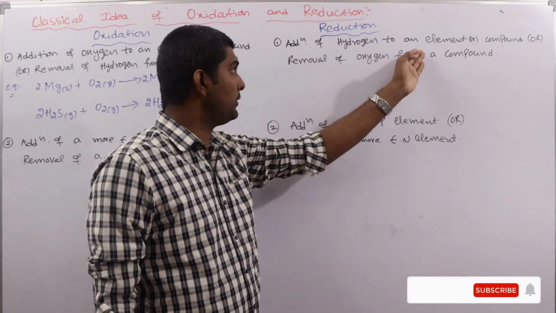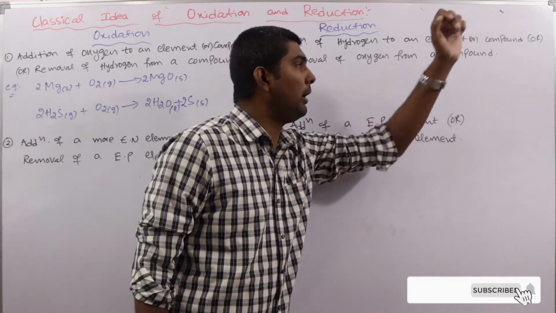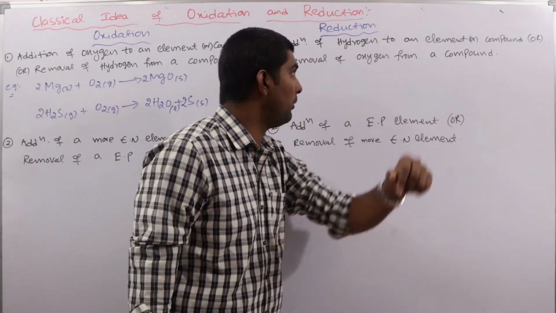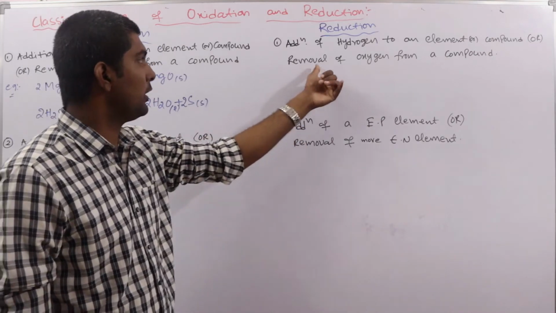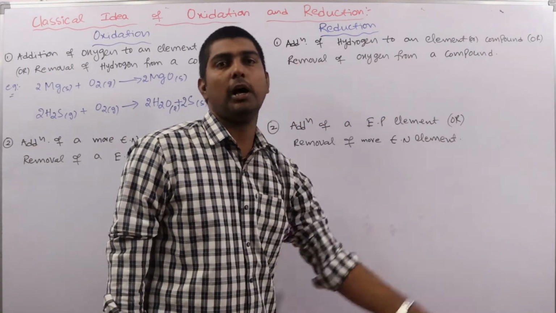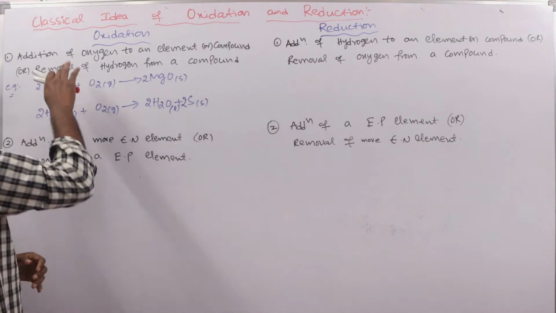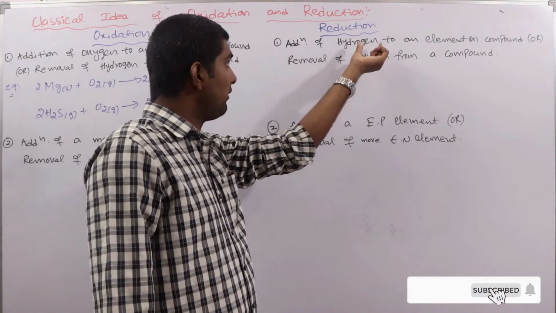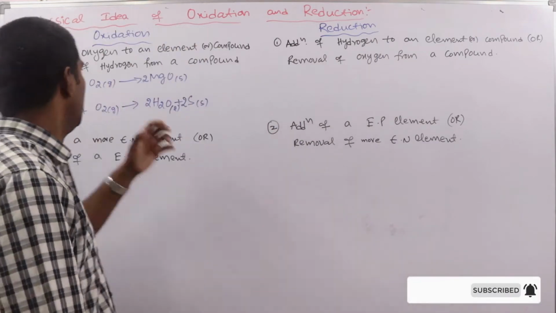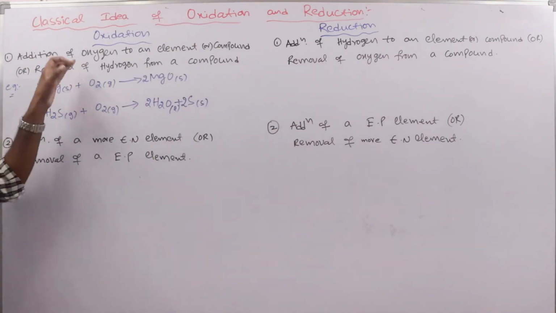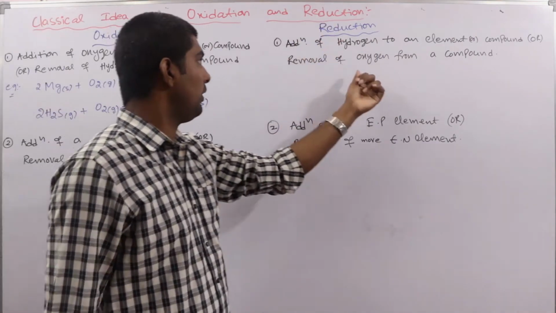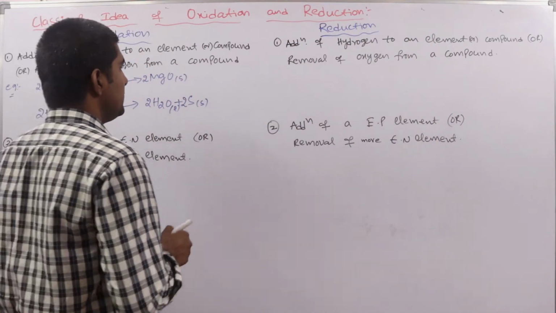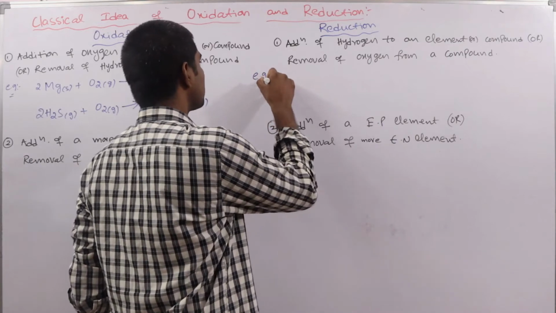Next, how is reduction defined? Addition of hydrogen to an element or compound, or removal of oxygen from a compound. It is the reverse of oxidation: addition of oxygen is called oxidation, addition of hydrogen is called reduction. Removal of hydrogen is called oxidation, removal of oxygen is called reduction. Let us discuss with an example.